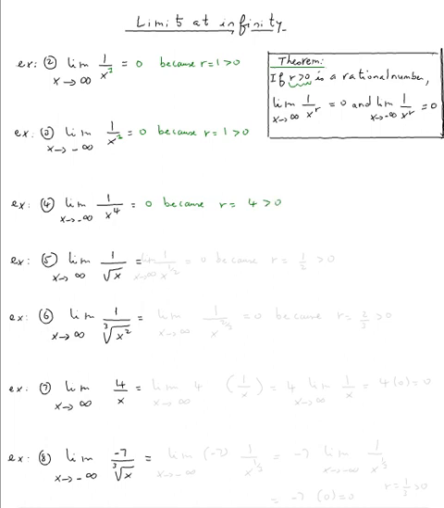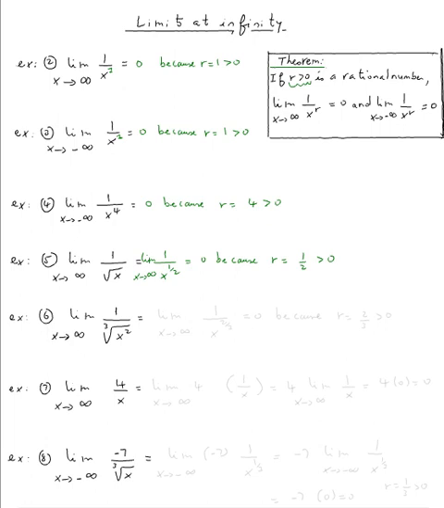For example 5, we need to do a modification first. So we need to rewrite 1 over square root of x. We know that square root of x is x to the 1/2. Now this also has limit 0 as x approaches infinity. Why? Because r is equal to 1/2, which is strictly bigger than 0. It's a rational number that's bigger than 0.